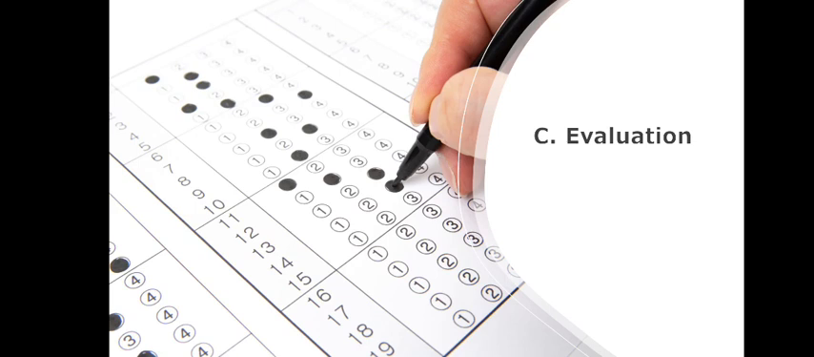For example, measurement often results in a percentage of items answered correctly. Evaluation is a judgment about what each percentage correct score means. That is, is 75% correct good, average, or poor? Does 75% indicate proficiency?